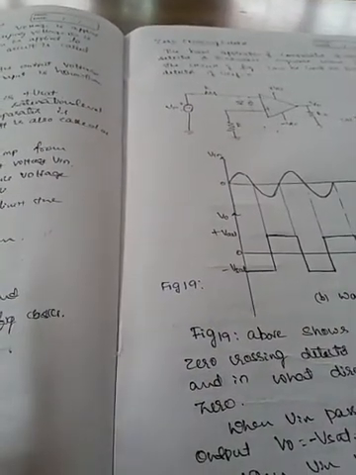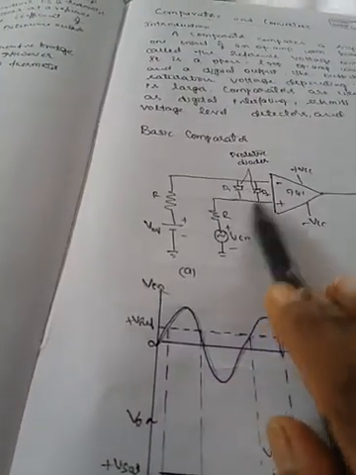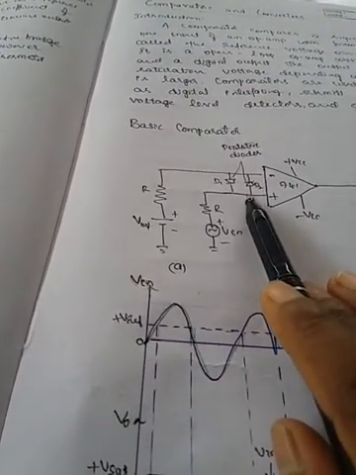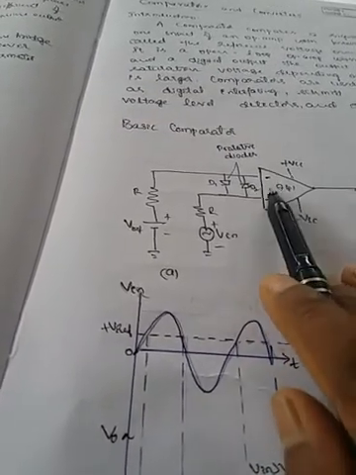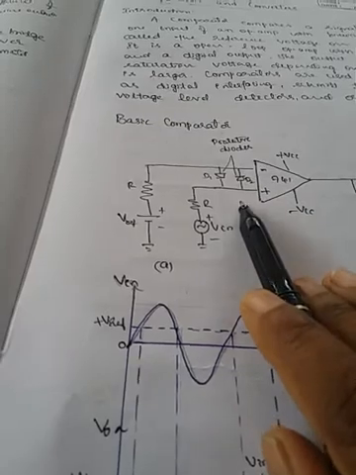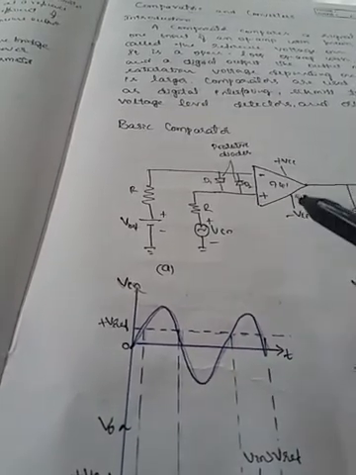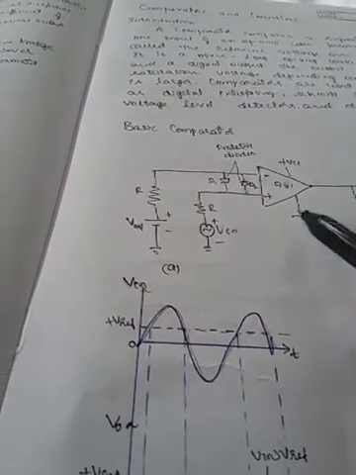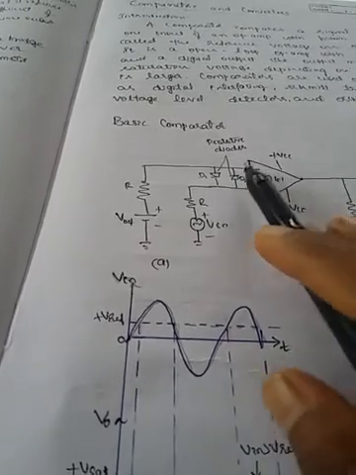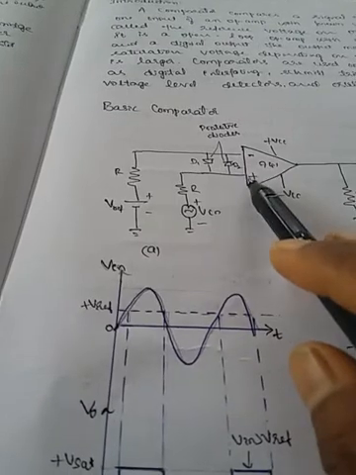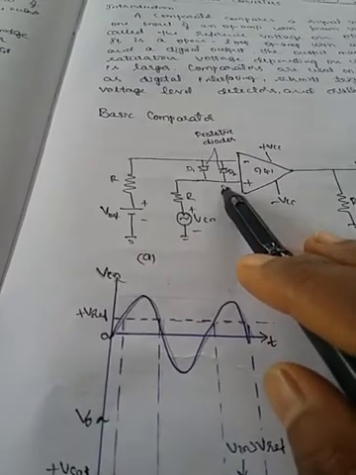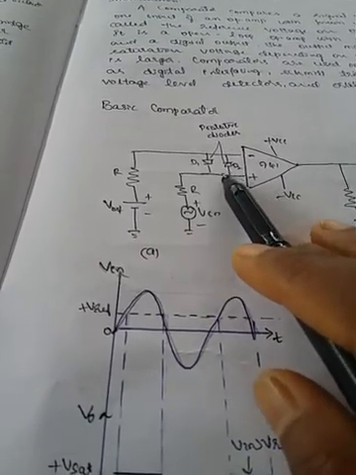Also, I have shown two diodes here in the circuit. These two diodes are called protection diodes. These two diodes protect the circuit from higher signal voltage. Whenever the signal voltage goes higher due to some problems in the lines, these diodes will clamp the differential input voltage of the op amp to the diode cut-in level. The diode cut-in level is 0.7 volt.